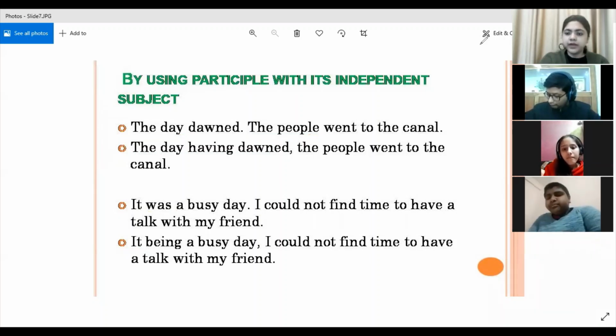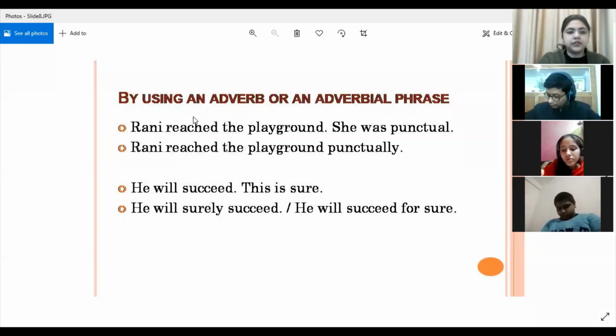So you can use participle. We have done two rules of combining two simple sentences into a simple sentence by using participle. One was the first one where the subjects were the same, and here the subjects are different. So this is the method of combining two sentences. Okay. Fine. So the next thing is by using an adverb or an adverbial phrase. Rani reached the playground. She was punctual.